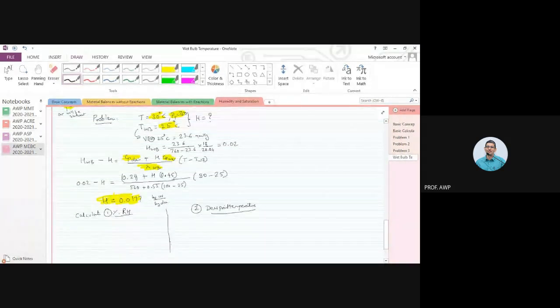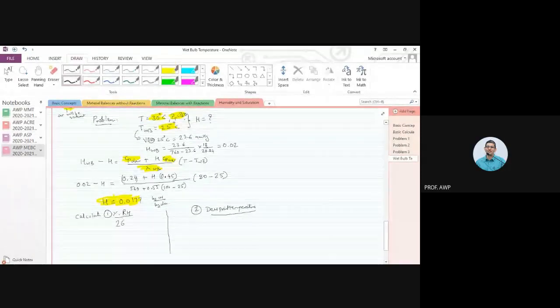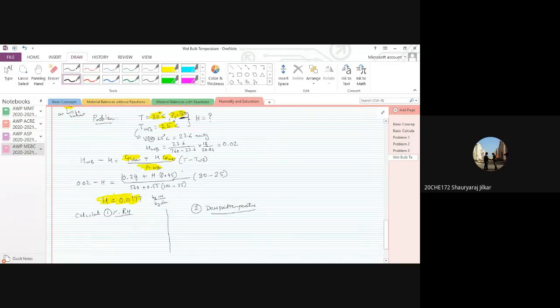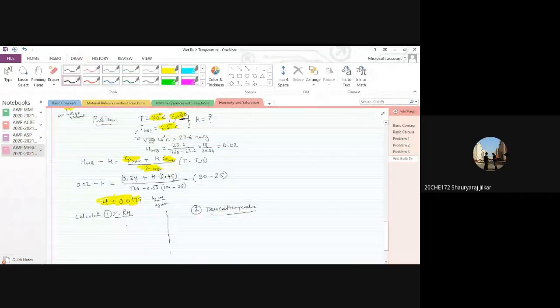Anybody doing? So 26.4. So what's the total pressure? 760. 26.4 is what? RH or dew point temperature? RH. RH is so small, 26.4. Are you sure? Wait, sir, I'll check again. So 88.6. RH or dew point? RH. Ah, better.